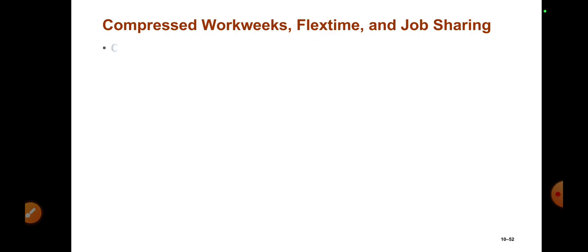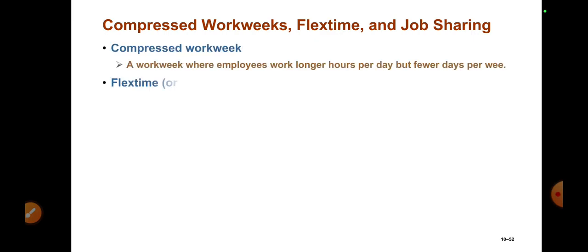Compressed work weeks, flex time, and job sharing. Compressed work week means a work week where employees work longer hours per day but fewer days per week. Generally we see that people work 5 or 6 days in a week, 8 to 9 hours a day. But if the organization or the employee decides to do extra 3 to 4 hours every day, and come to the office only 3 to 4 days, the remaining 2 to 3 days they take as vacation, as they are working more on the regular days.